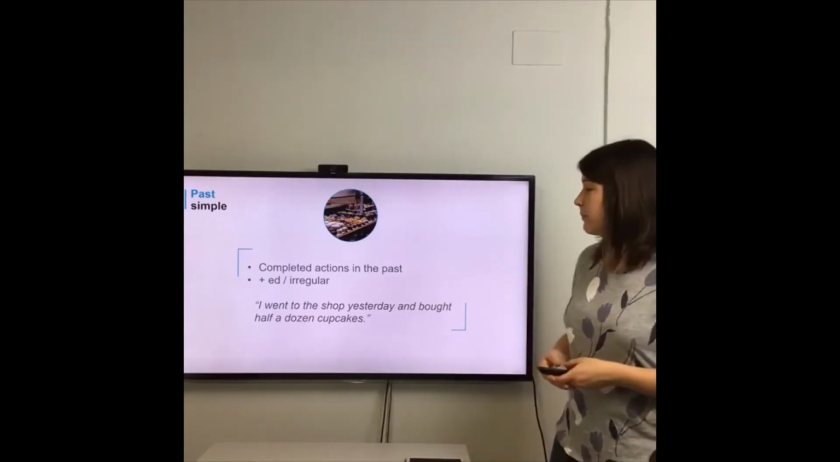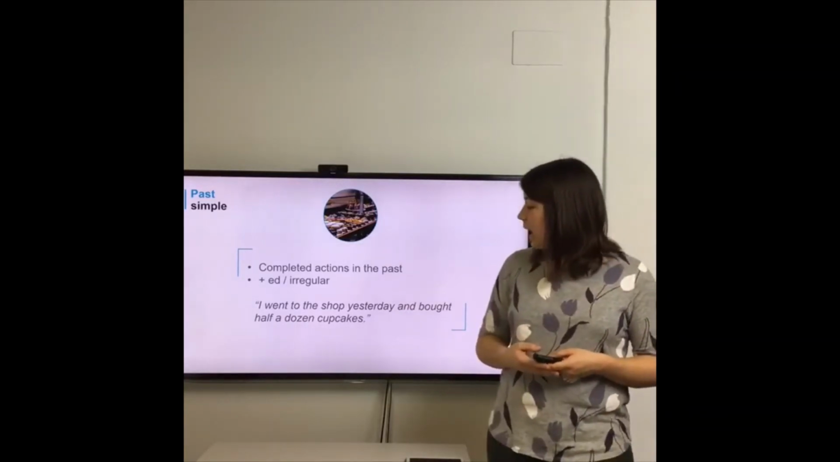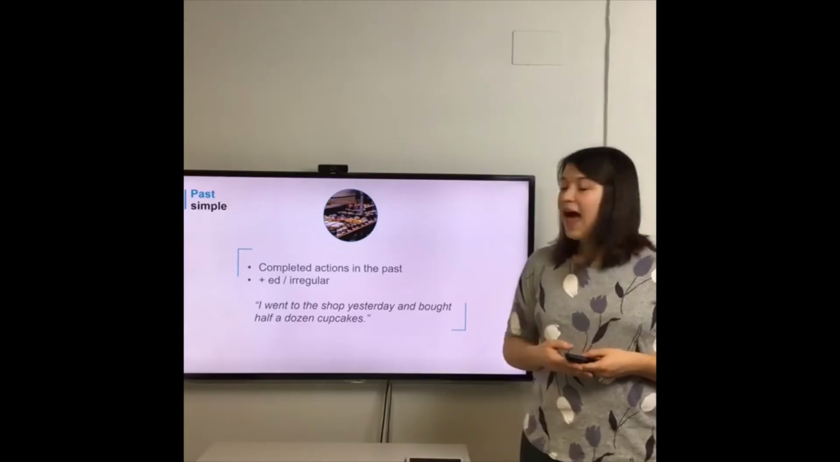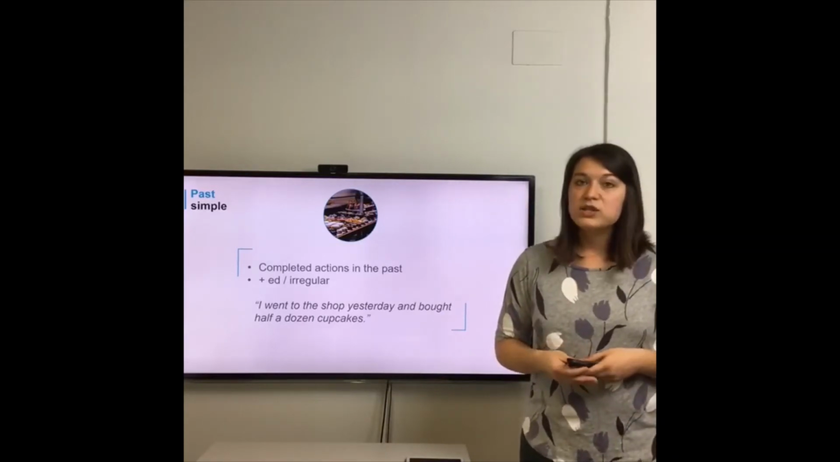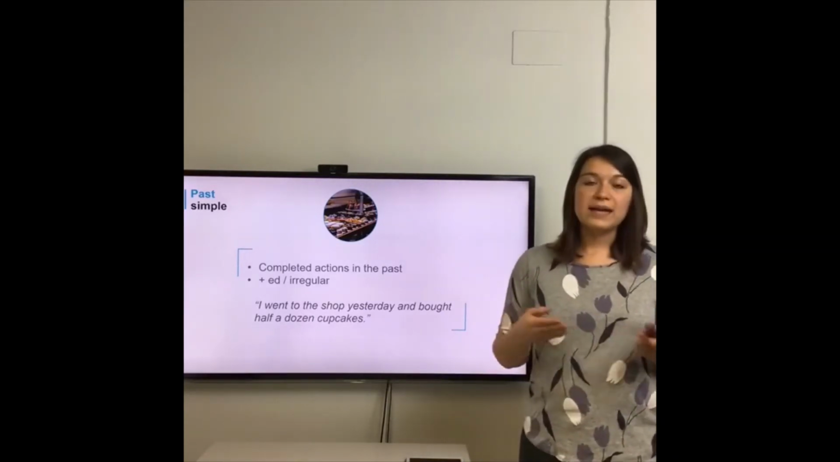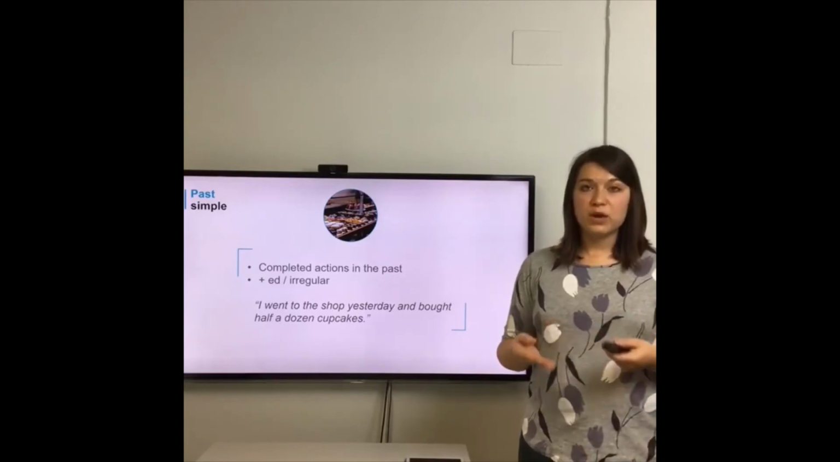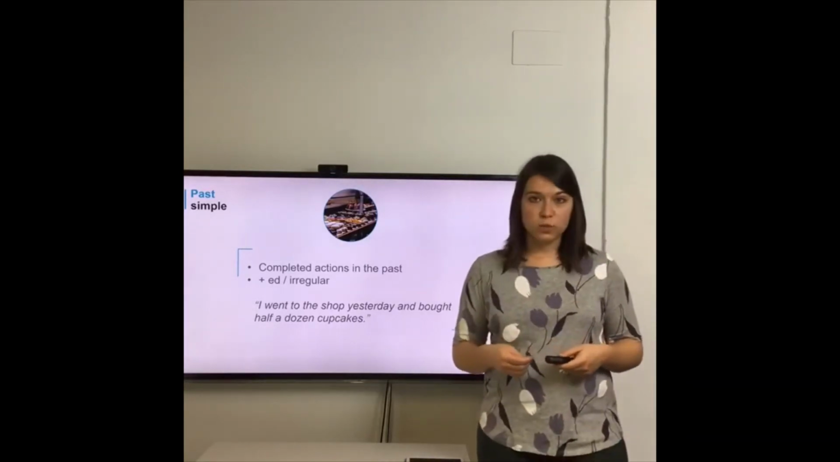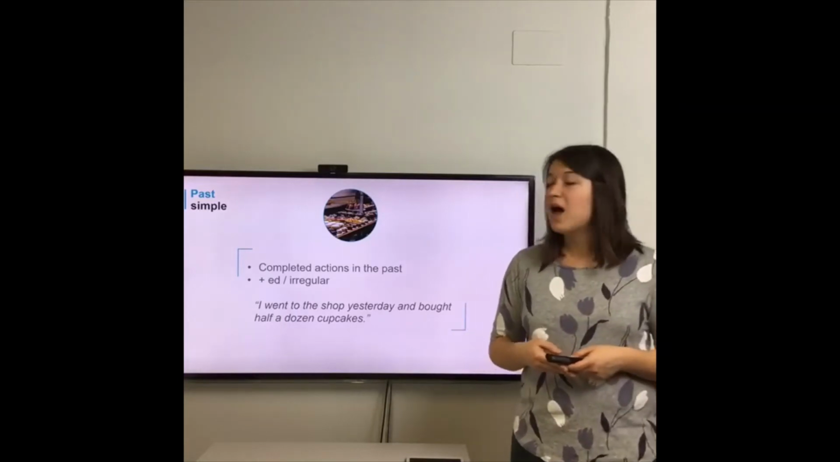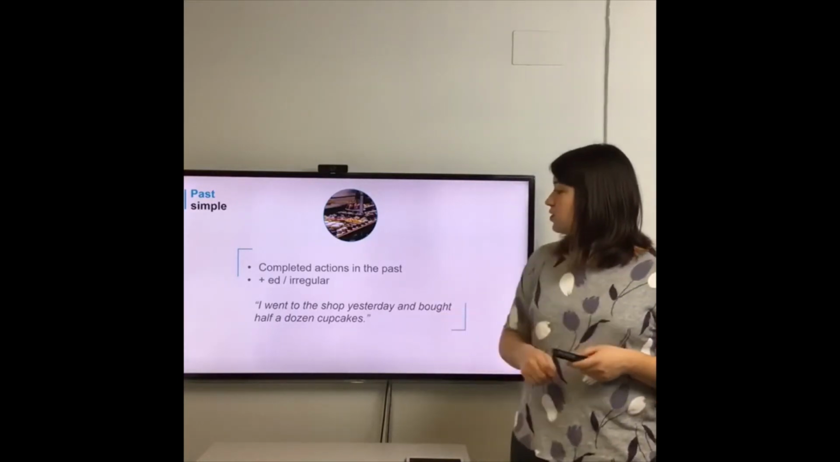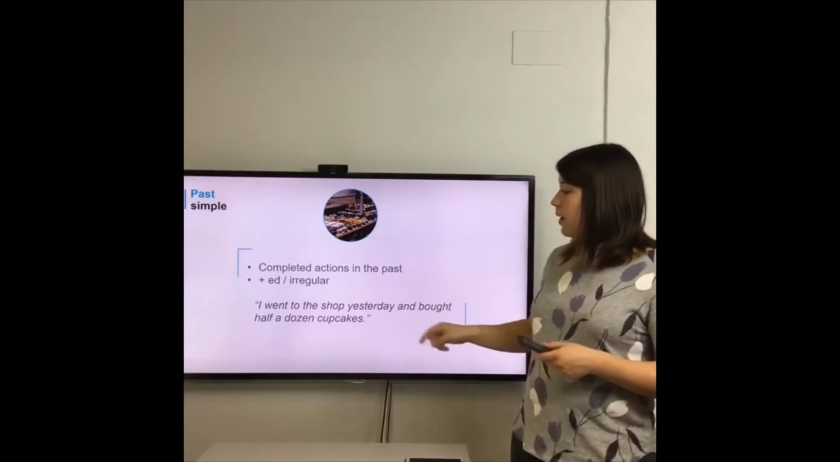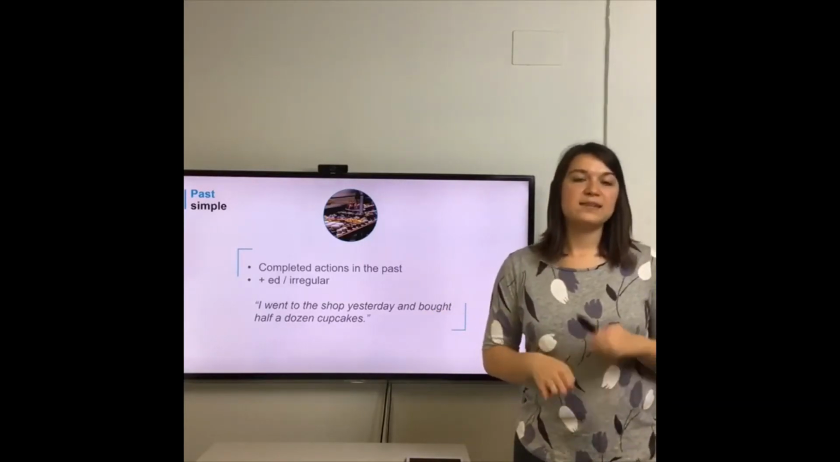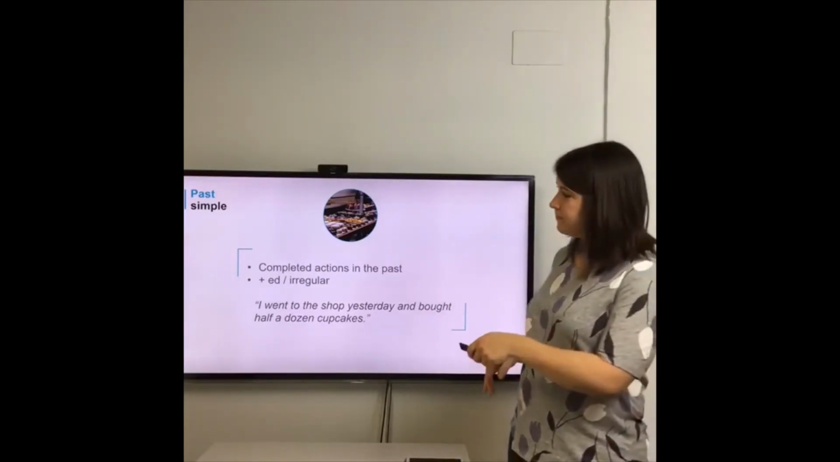Let's look at an example. I went to the shop yesterday and bought half a dozen cupcakes. So the verb to go and to buy, they are both irregular. So the past simple of to go is went, and the past simple of to buy is bought. So I went to the shop and bought half a dozen cupcakes. Completed action.